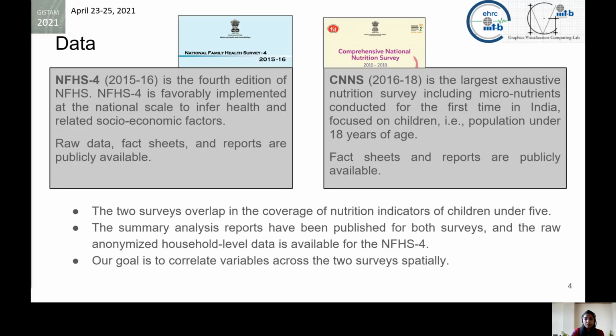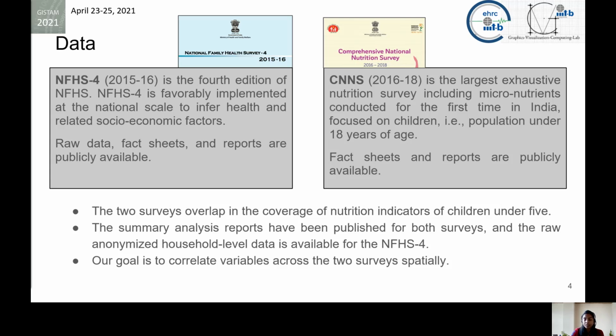In our work, we have used data from national population health surveys in India, namely NFHS4 and CNNS. NFHS4, implemented during 2015-16, provides information on population, health, and nutrition for women, men, and children under 5 for all districts in all states and union territories in India.